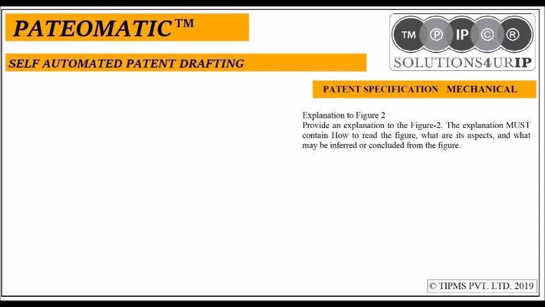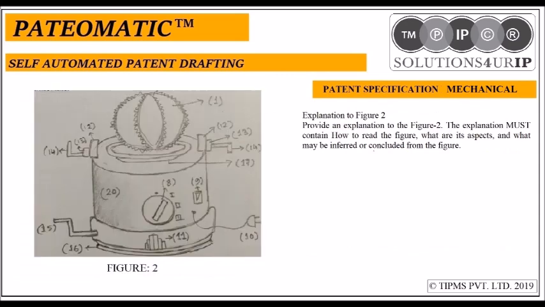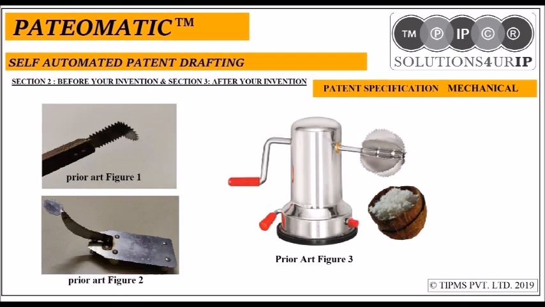If there are figures applicable for prior arts, please upload them at the right places under the section before your invention and not at the place of figures allotted for describing the invented device.